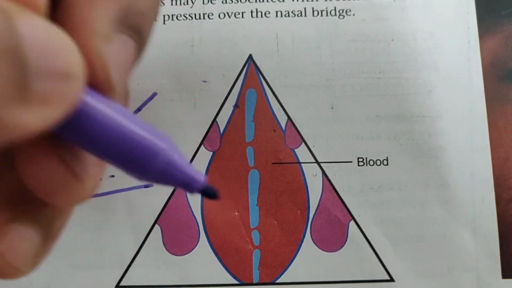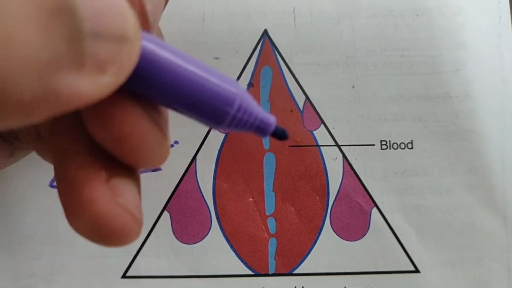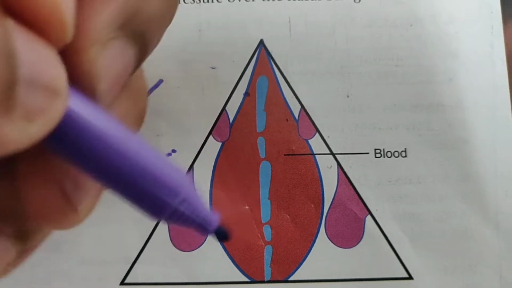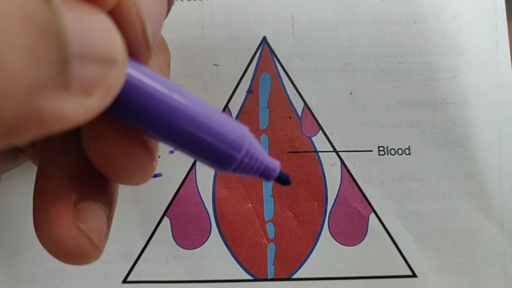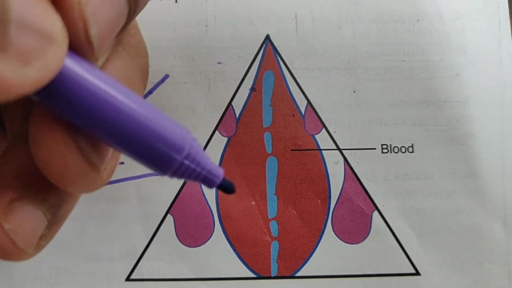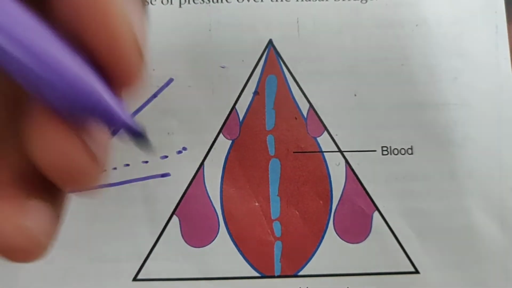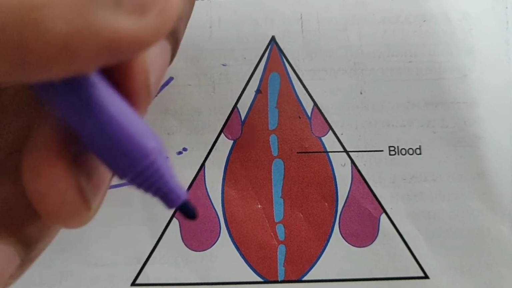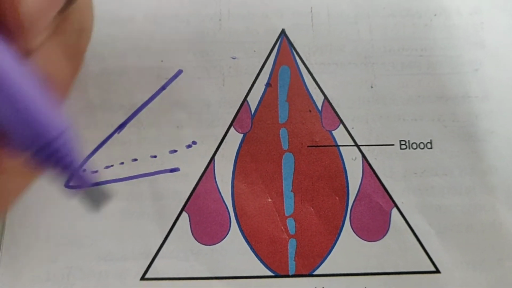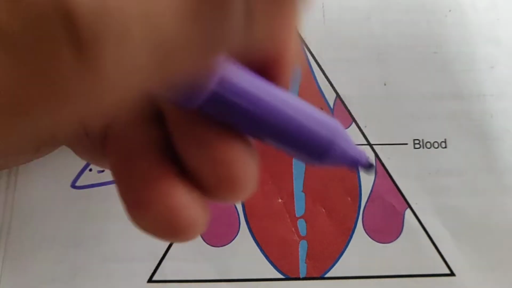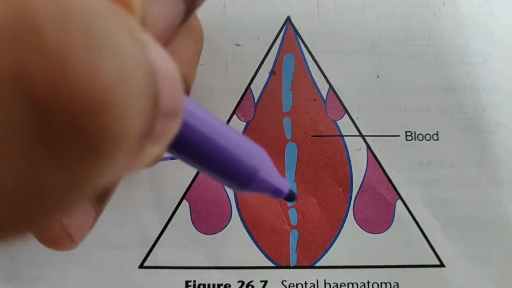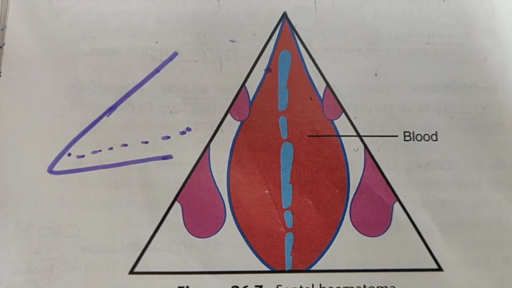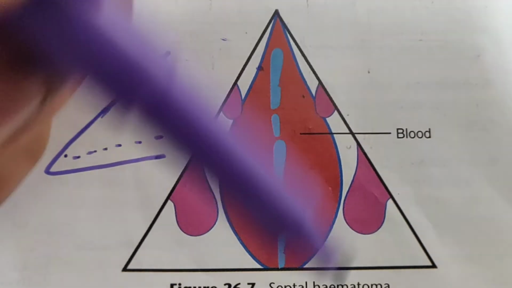If there is a secondary infection, like any bacterial infection, there may be necrosis of the cartilage, and there will be depression of the nasal septum and nasal dorsum, and it may also turn into a nasal abscess if there is necrosis of parts of bone and cartilage. Okay, this is about the septal hematoma.